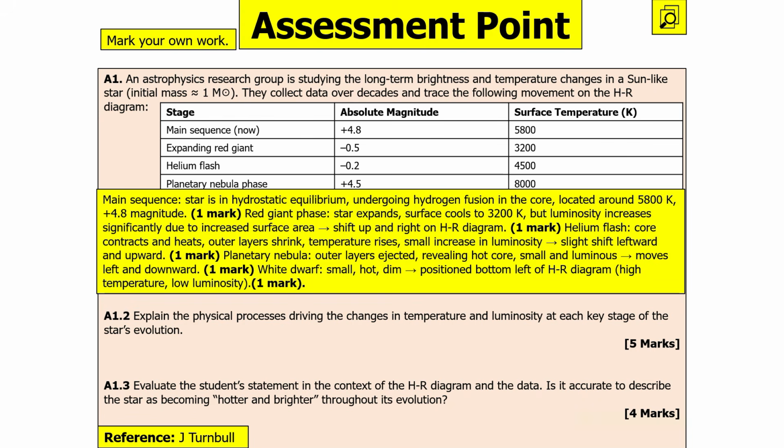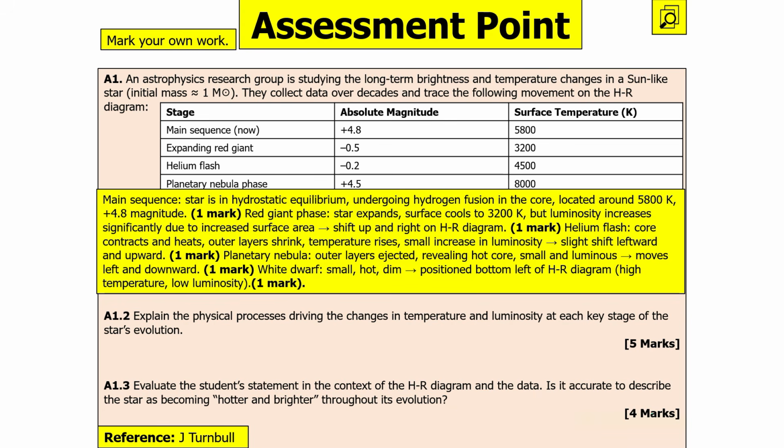The main sequence is a star in hydrostatic equilibrium undergoing hydrogen fusion in the core, and is located at about 5,800 Kelvin with a plus 4.8 magnitude. In the red giant phase, the star expands and the surface cools to 3,200 Kelvin, but the luminosity increases significantly due to increased surface area. It shifts up and to the right on the Hertzsprung-Russell diagram.